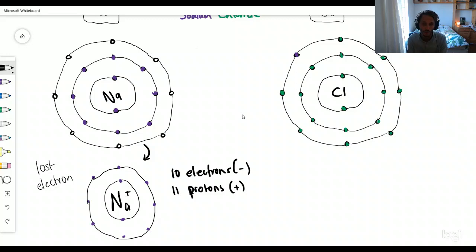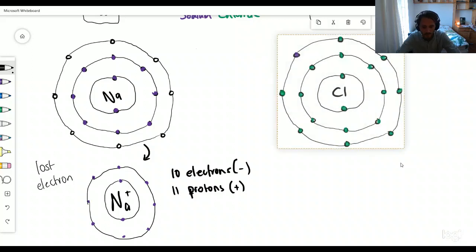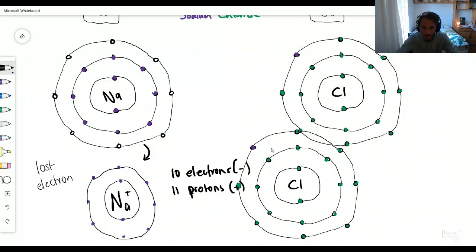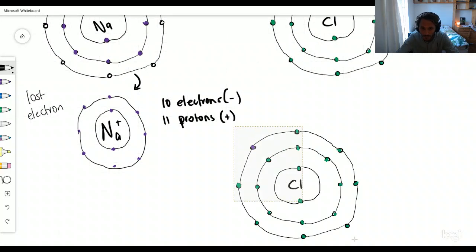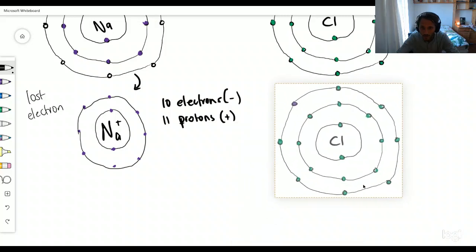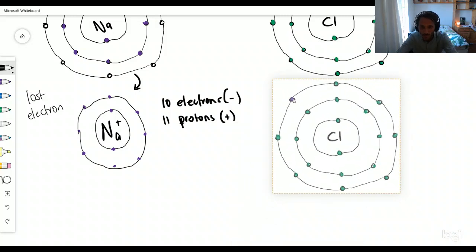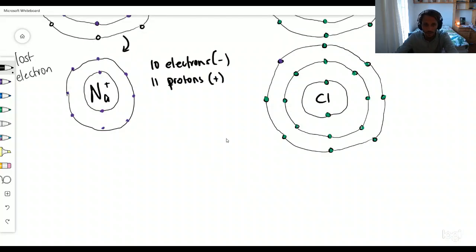So what about chlorine? Well, chlorine's gained an electron. We can actually just simply copy this diagram. Let's put it down here. Okay, that's better. Here we go. Now what we can do is we can just take this and, just for diagram purposes, put it here.